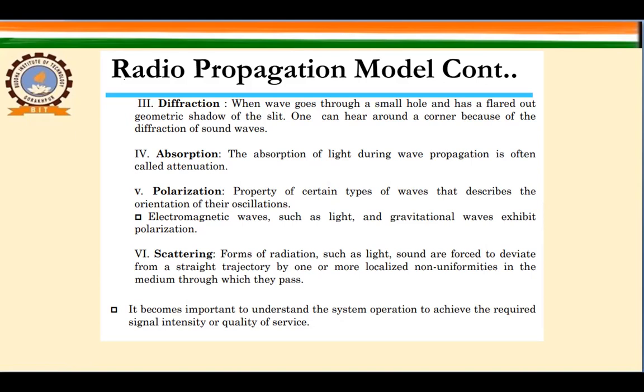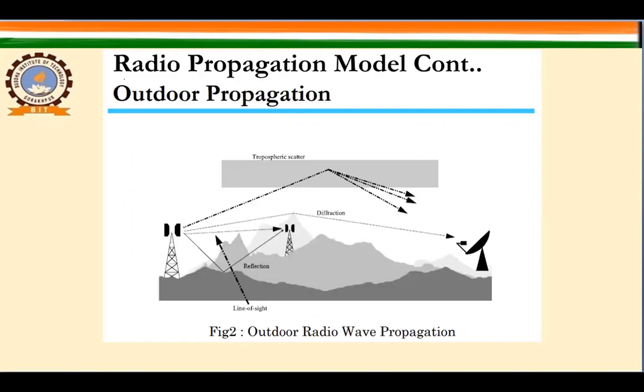Another phenomenon is scattering. Scattering is when some form of radiation, such as light or sound, is forced to deviate from its straight trajectory by one or more localized non-uniformities in the medium. Therefore, they are scattered in a free medium in all possible directions. It becomes important to understand the system operation to achieve the required signal intensity or quality of service. Now, continuing with the radio propagation model.